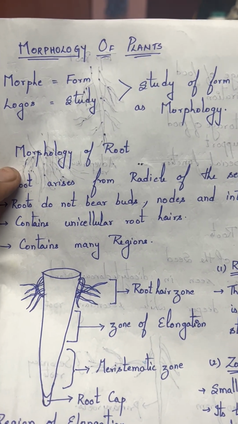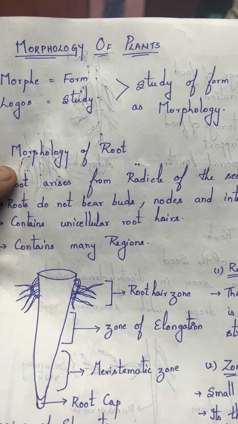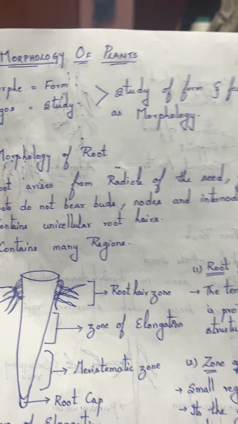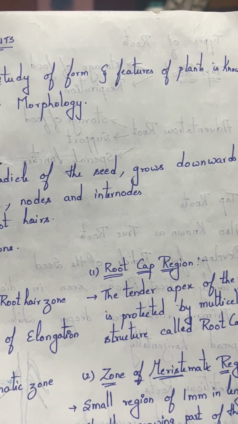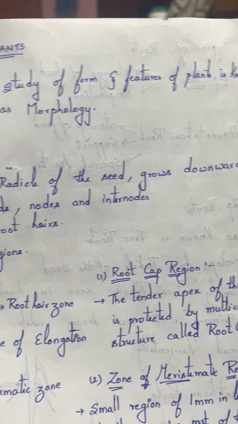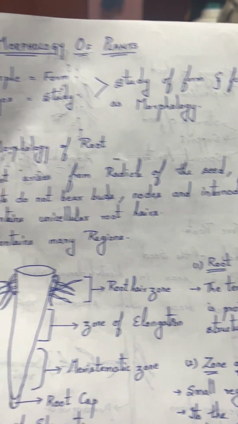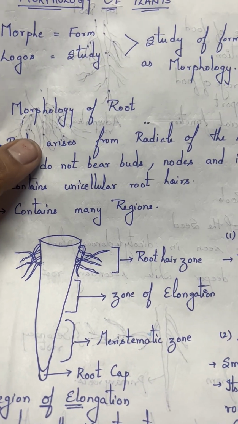Okay. Morpho means form. Logos means study. So when we study the form and features of a plant, it is known as morphology. Now coming to morphology of root.